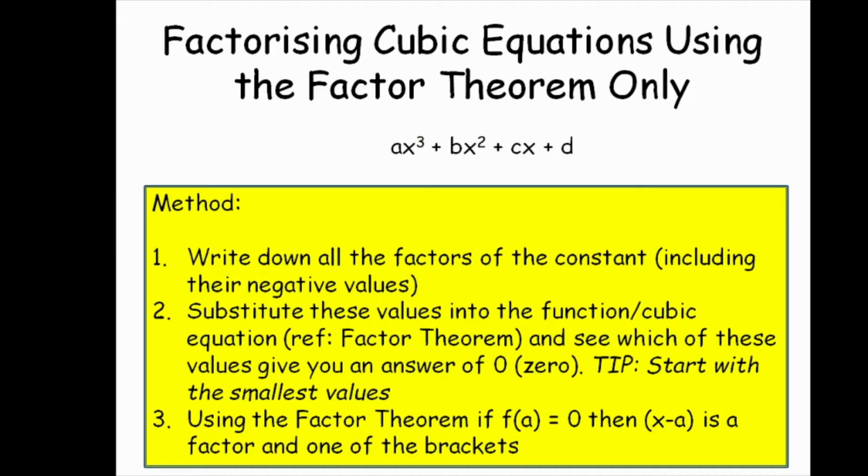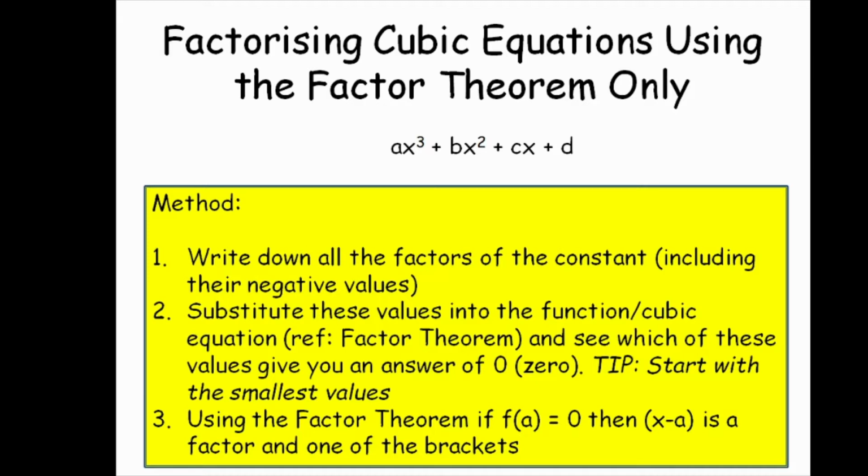As a little tip, always start with the smallest values. So start with plus minus 1, then go to plus minus 2's. If you go up in that order, you might find it a lot easier rather than just picking at random, because if you've got a list of 10 factors, it might take you 7 attempts before you find the one. But the rule of thumb is you always start with the smallest one.